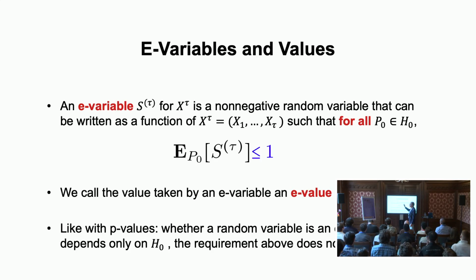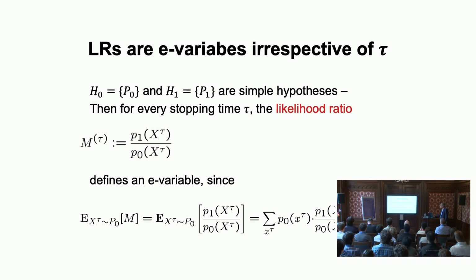It may be shorter for some data and longer for other data. So this could be like you stop as soon as you've seen 2 ones. So this would be any vector which ends in 2 ones and has zeros and ones before that. We call it an e variable if the expectation of that thing is bounded by 1 and it's non-negative. So until now we looked at the case where n was fixed, where tau was a fixed n. And the value is called the e value.